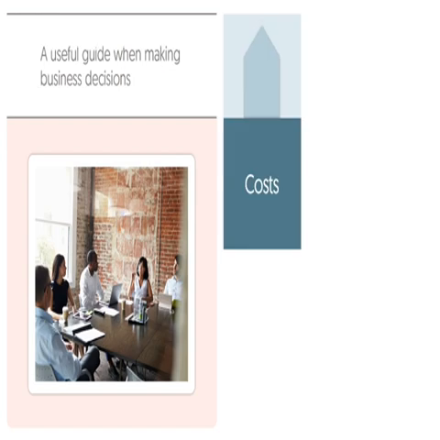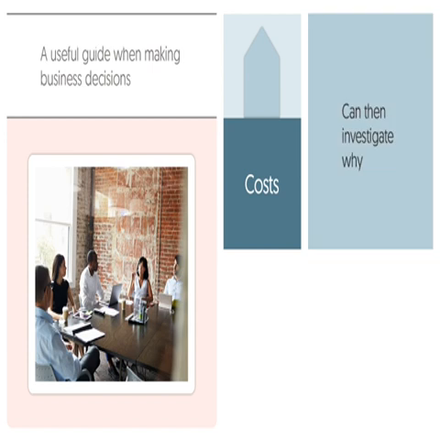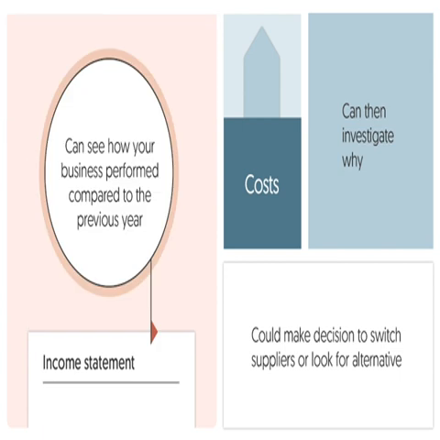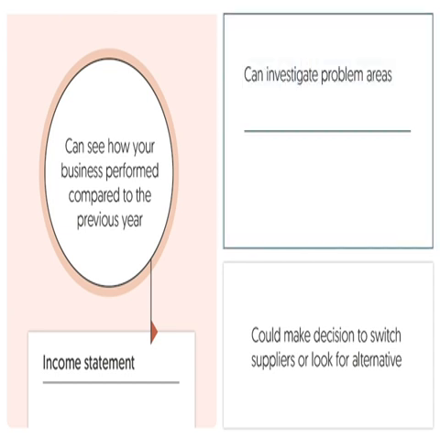Maybe you can see that costs are going up, so you can then investigate why this is. Depending on the answer, you could then make the decision to switch suppliers or look for an alternative. Once you have an income statement, you can see how your business performed compared to the previous year. This means you can investigate any problem areas and improve profits the following year.